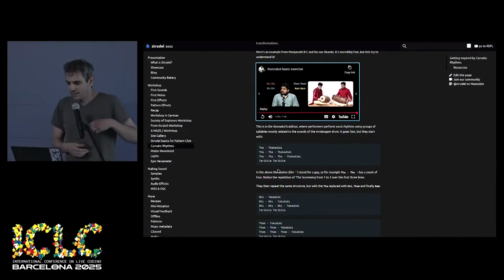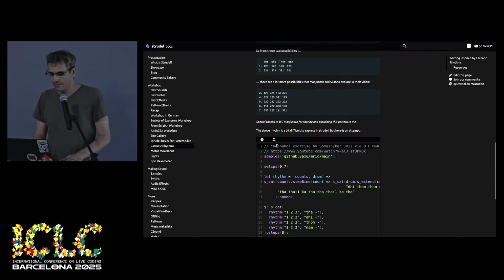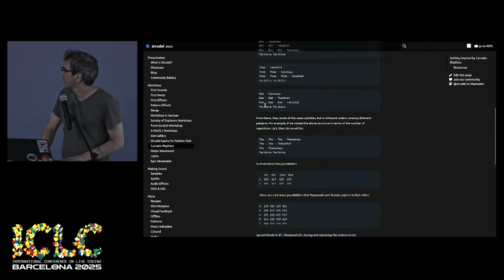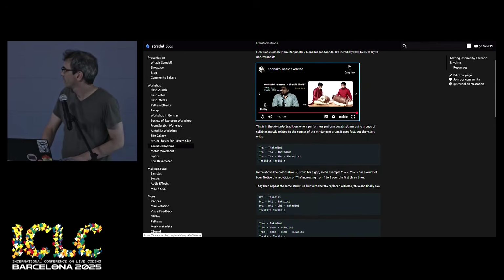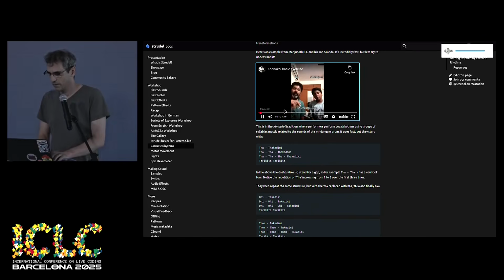That is the basic pattern, but in this example they do lots of transformations through it. This is an algorithmic music practice, but one that's thousands of years old, so super inspiring. Let's have a listen to B.C. Manjunath and Skanda. 1, 2, 3.